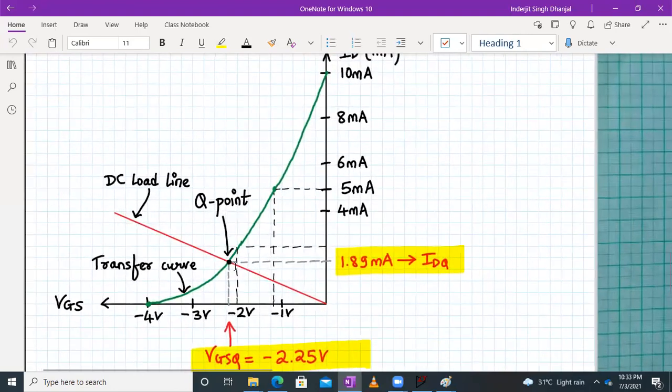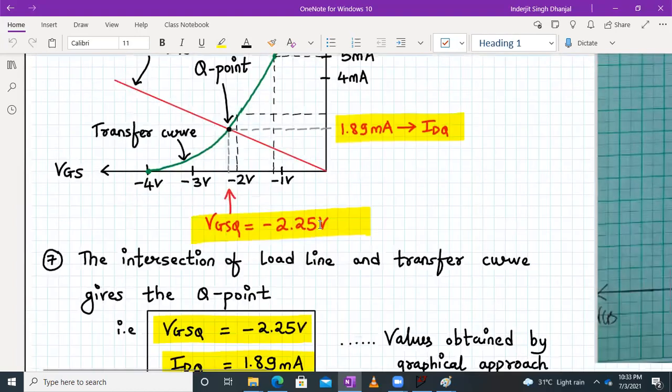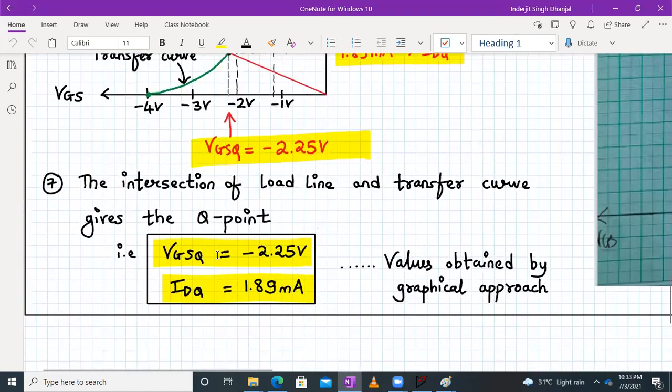When we also draw the DC load line as well as the transfer characteristics, the intersection will give us the Q point. And in our case, VGSQ comes out to be minus 2.25 and IDQ comes out to be 1.89 milliamperes. So the intersection of the DC load line and the transfer curve gives us the Q point. These are the values of VGSQ and IDQ which we obtain graphically.